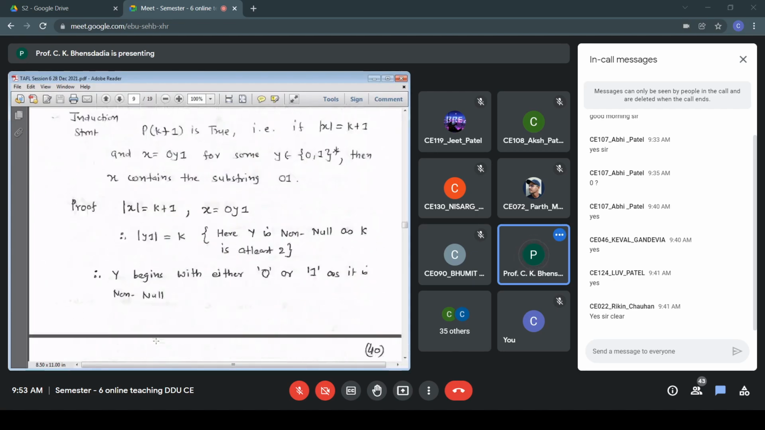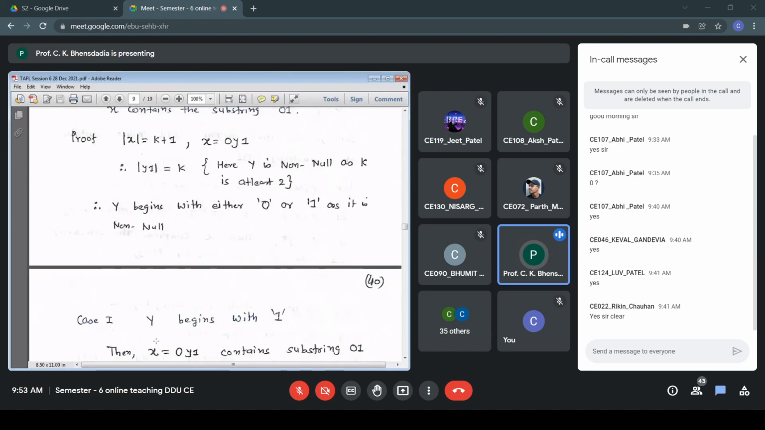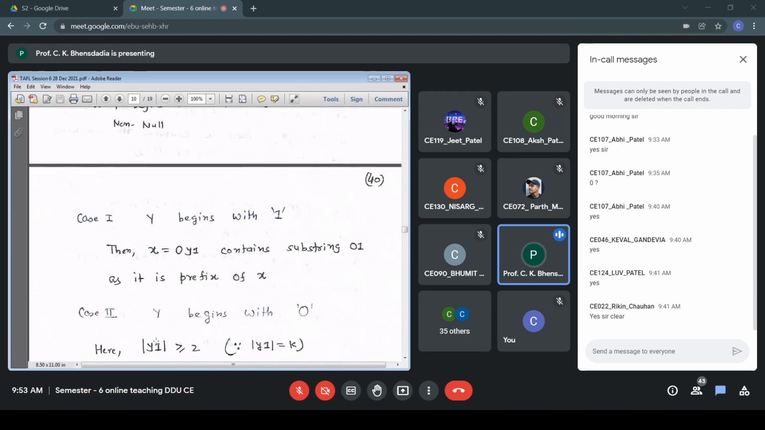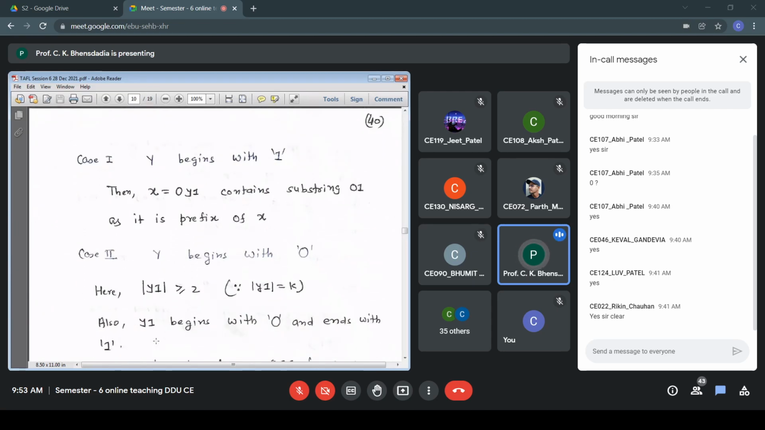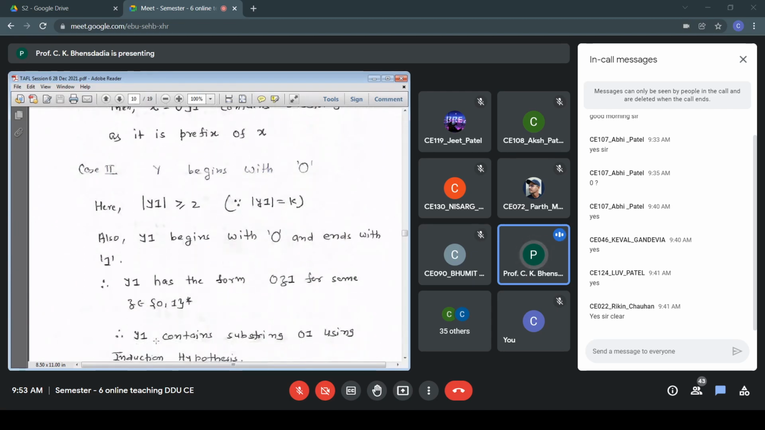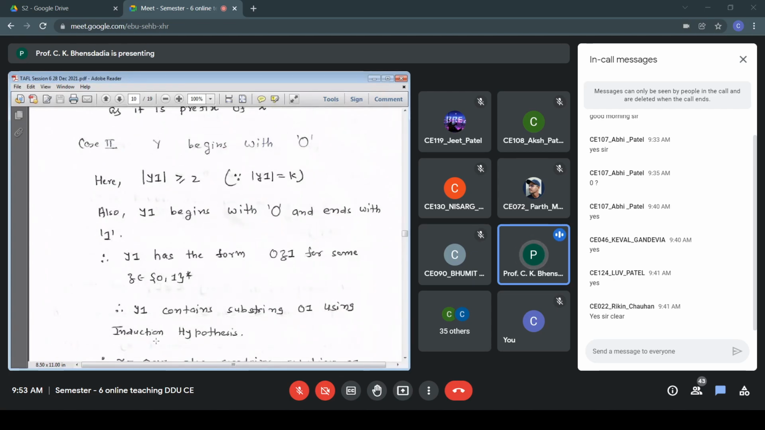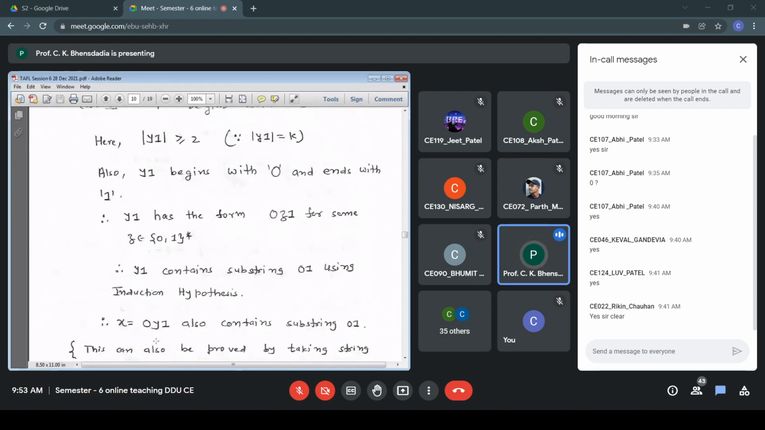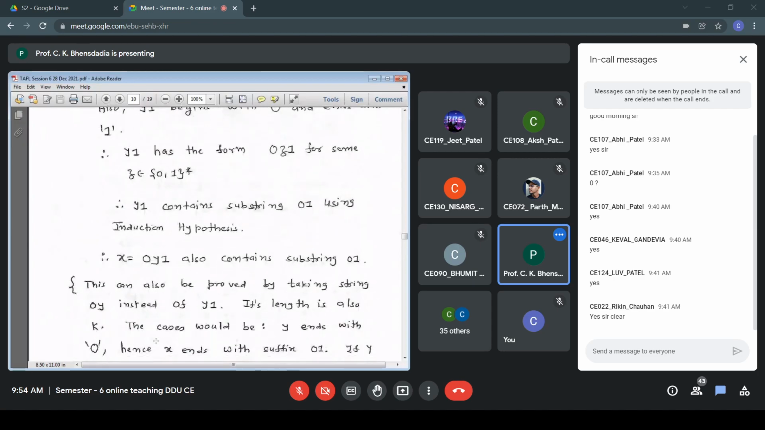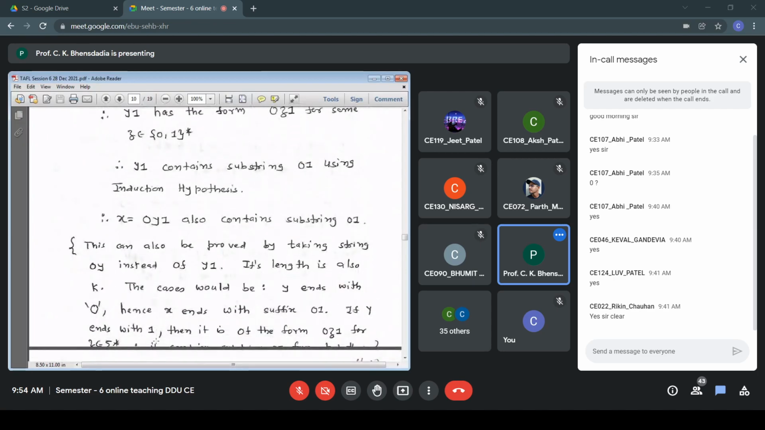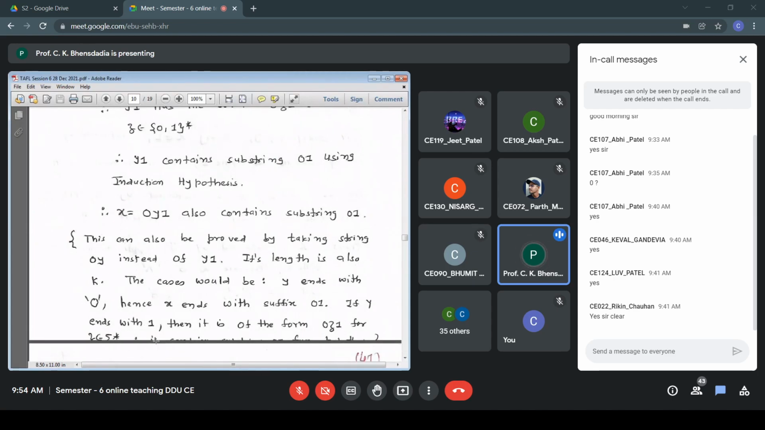And then I went for dividing the proof into cases. We can say y1 begins with 0, begins with 1, that is also fine, or maybe y begins with 1 and y begins with 0. Those are our cases. Under both the cases, we proved that y1 contains 0, 1. Therefore, x also contains the substring 0, 1. That completes the proof.